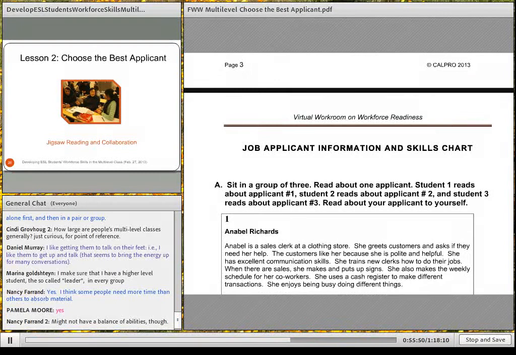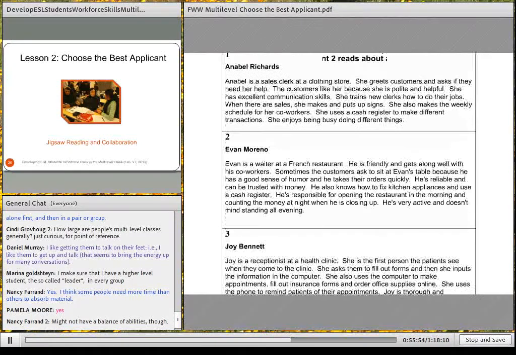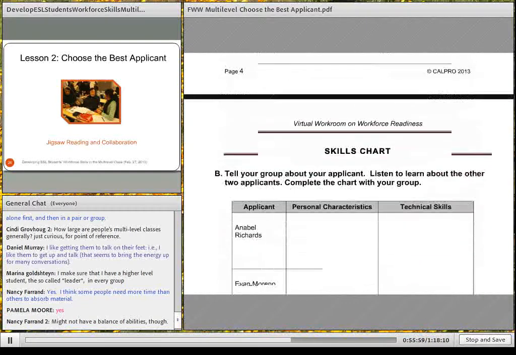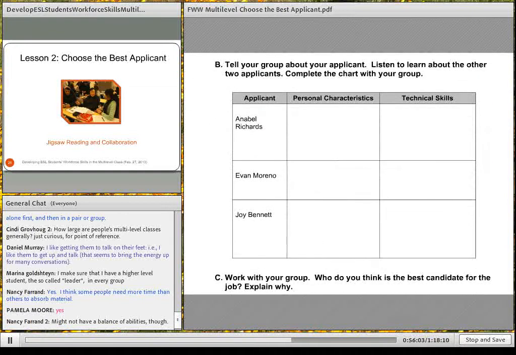All right, here is their reading sheet for the jigsaw reading. 3 applicants, Annabelle, Evan, Joy. They read about those, and then together they fill out the skills chart.